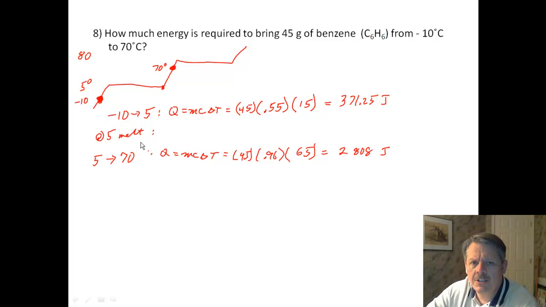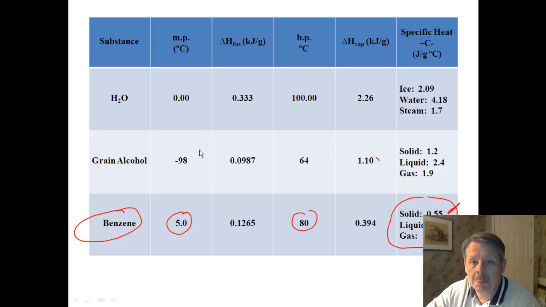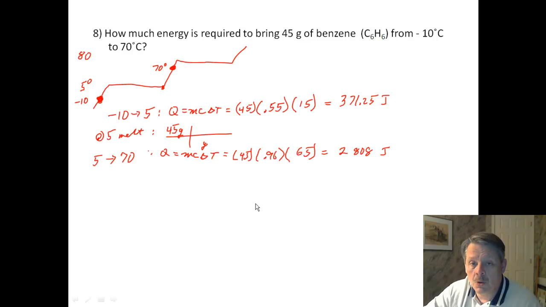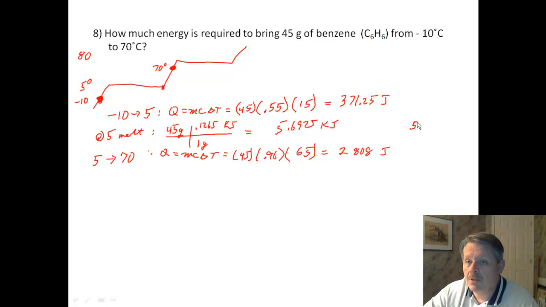But here I have a phase change. So I have 45 grams of benzene. Remember, this is the way we do this. We get rid of grams and we go to something. What's it going to be? Well, we have our heat of fusion. Let's see, our heat of fusion is in kilojoules per gram, and it takes 0.1265 kilojoules to melt 1 gram. Right, so when I multiply that out, I get 5.6925 kilojoules. All right, so that's 5.6925, and these are going to be in kilojoules.